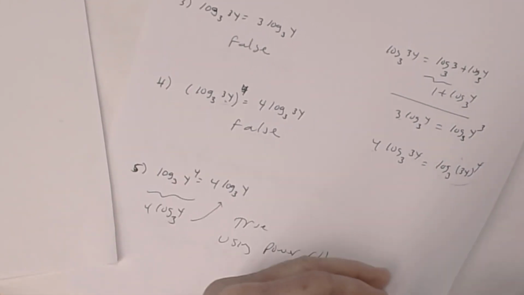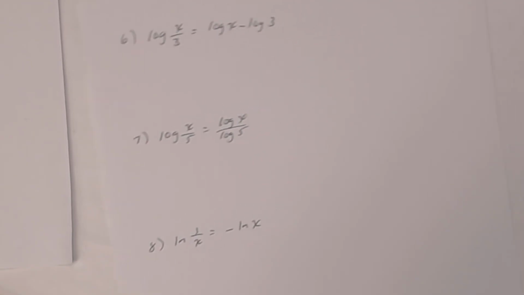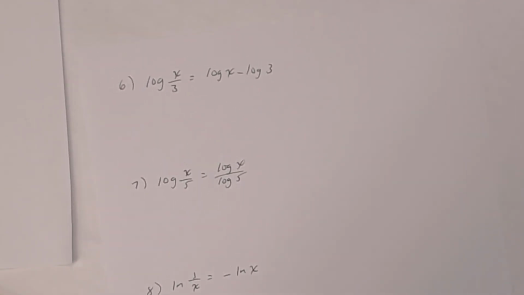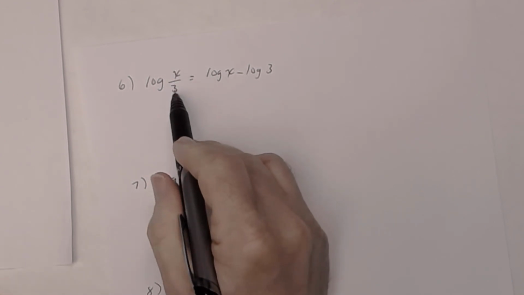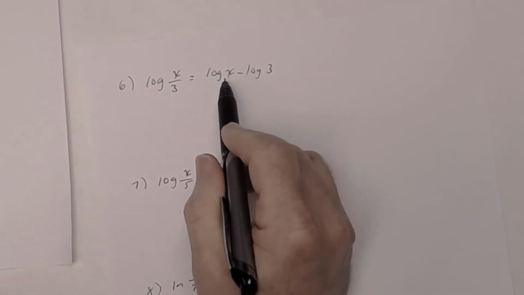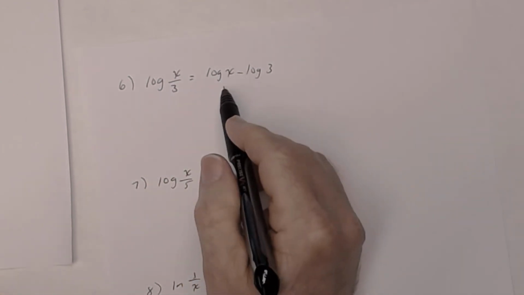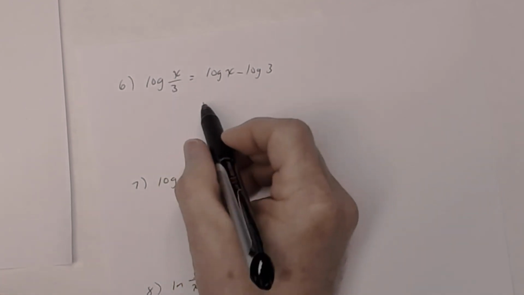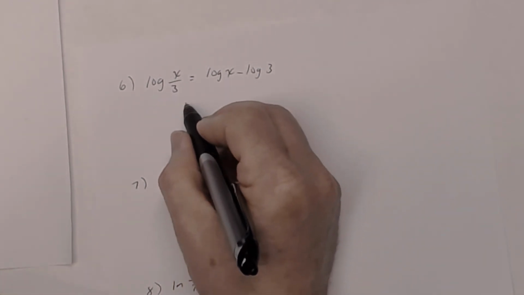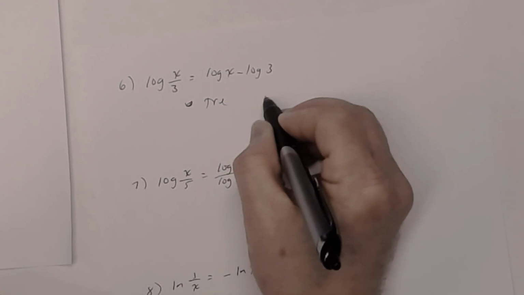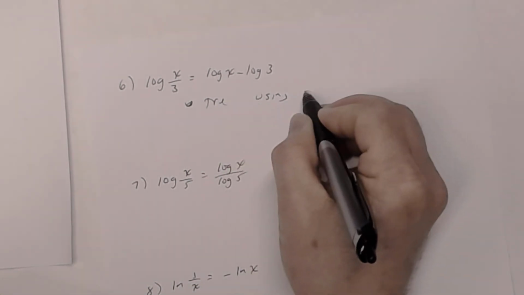Okay. Number 6. So number 6, the question is, is the log of x divided by 3 the same as the log of x minus the log of 3? The answer is yes, right? That's just using the quotient rule. So that's true using the quotient rule.